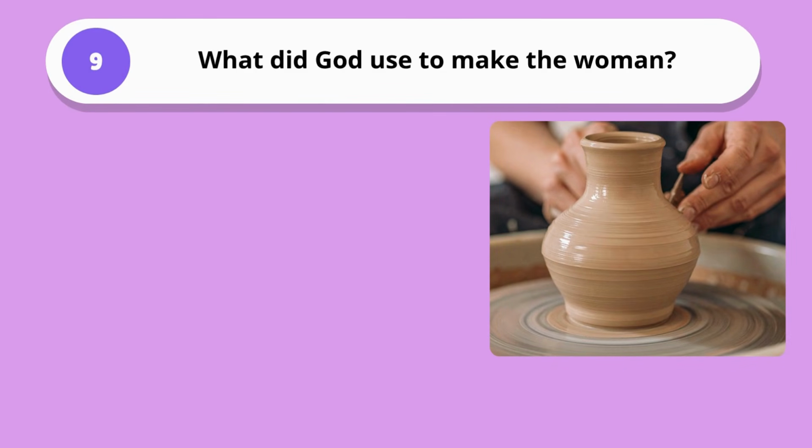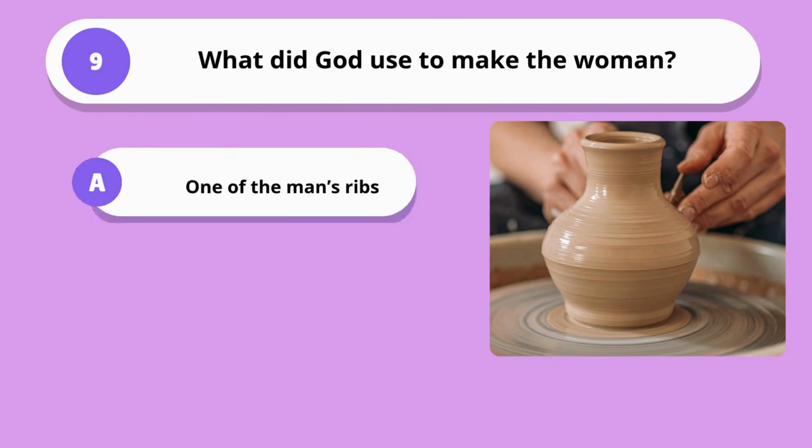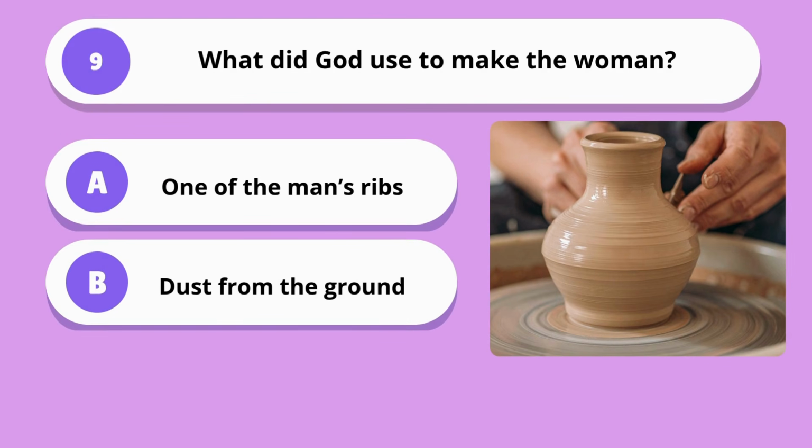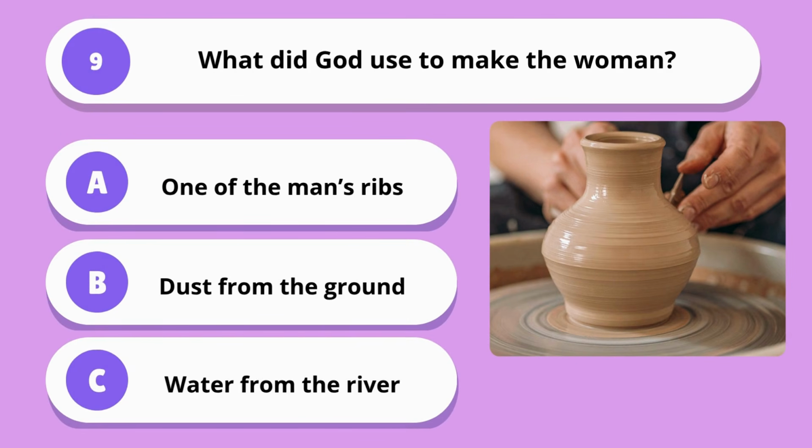Question 9. What did God use to make the woman? A. One of the man's ribs. B. Dust from the ground. C. Water from the river.